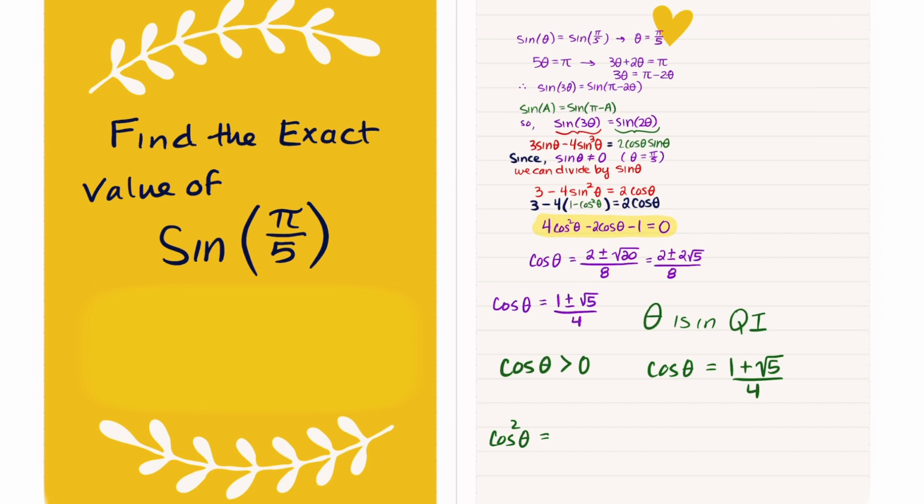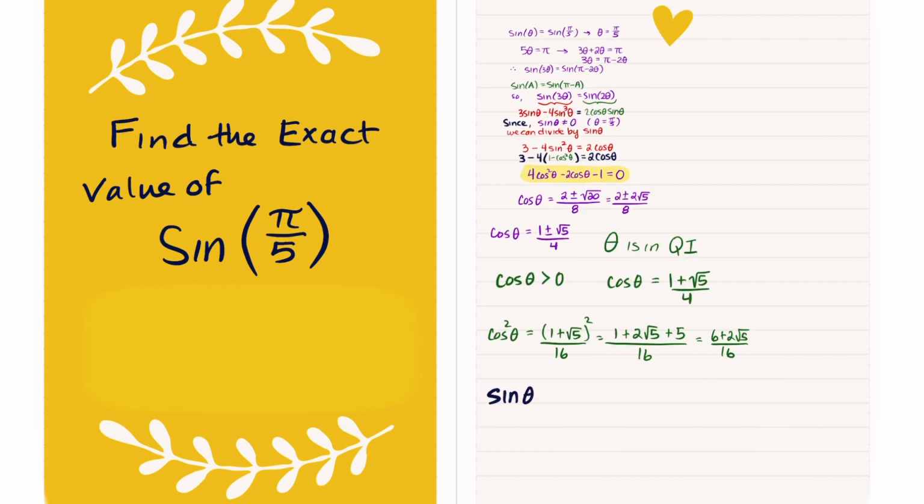Now in a moment, we're going to need cosine squared, so we're going to have to square 1 plus radical 5 over 4. Carefully squaring the binomial on top, we get 1 plus 2 radical 5 plus 5, and squaring the bottom we get 16. And cleaning that up we get 6 plus 2 radical 5 all over 16. That's cosine squared.